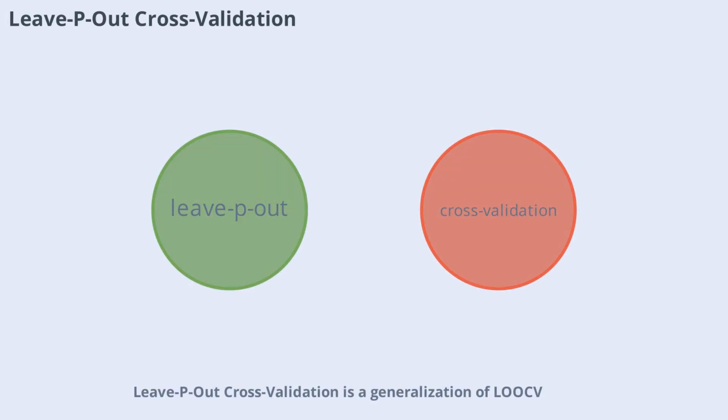Leave-p-out cross-validation is a generalization of LOOCV. Instead of leaving out one data point, you leave out p points for testing and train on the rest. This method is rarely used in practice because the number of possible combinations grows rapidly as p increases, making it computationally intensive. However, it provides a very thorough evaluation and is sometimes used in research settings with small datasets.